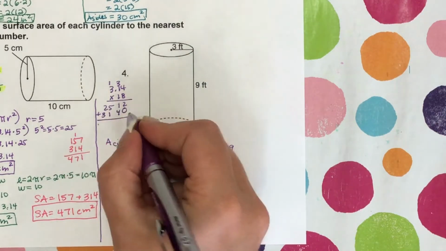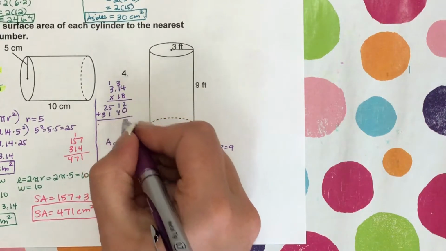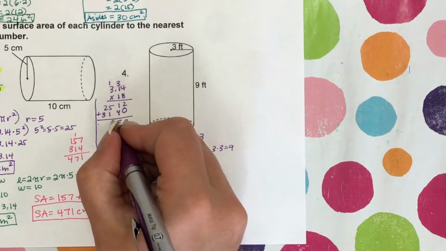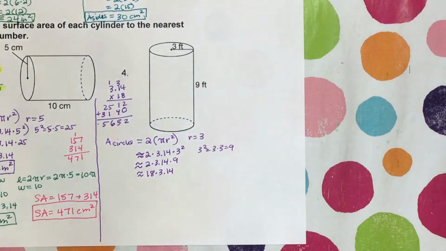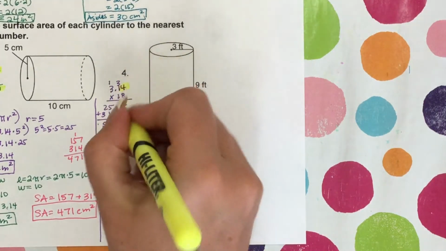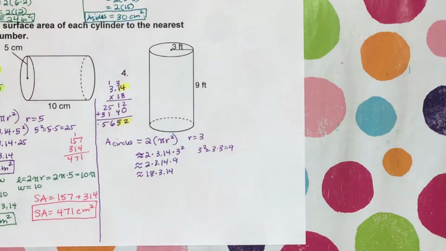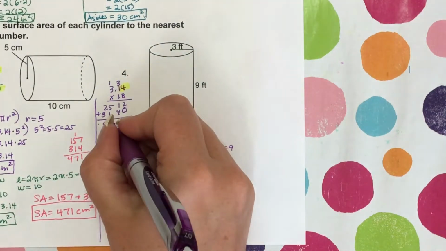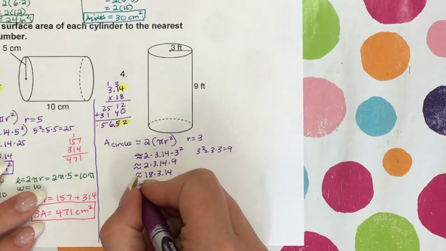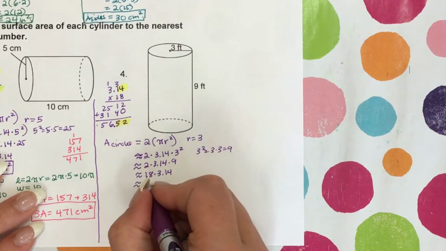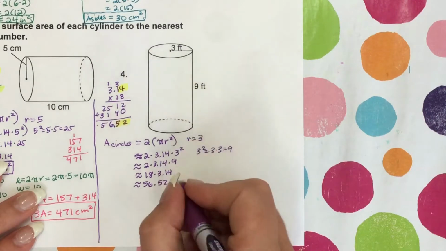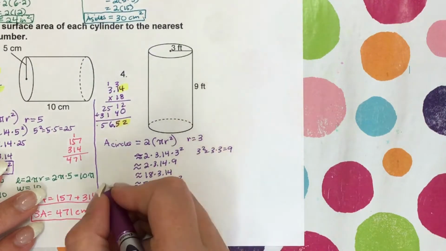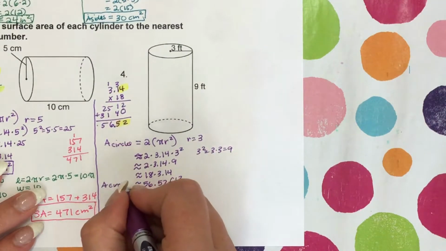I go ahead and add these. I get 2 plus 0 is 2. 1 plus 4 is 5. 5 plus 1 is 6. And 2 plus 3 is 5. Now I need to figure out where that decimal goes. So I have 2 decimal places here. That means the decimal is going to go 2 places there. And so we end up with the area of the circles is equal to 56.52 feet squared. Area of the circles.